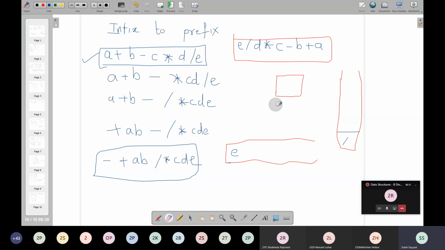Next thing that I scan is D. What is D? D is an operand, so it will go in my output string.